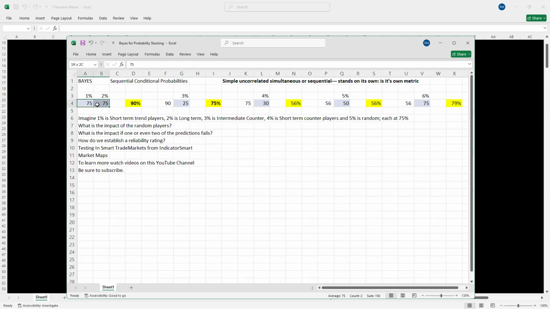Well, now I got two 75s in there, and I've got a random component. I get one wrong at 25%. I end up with 75% to be right, which is the equivalent of these guys over here, any one of them. And if I also have that with the short-term trend players being at 30%, it knocks me down to 56%. So I probably want to make sure, just in general, that I've got a few of these right.